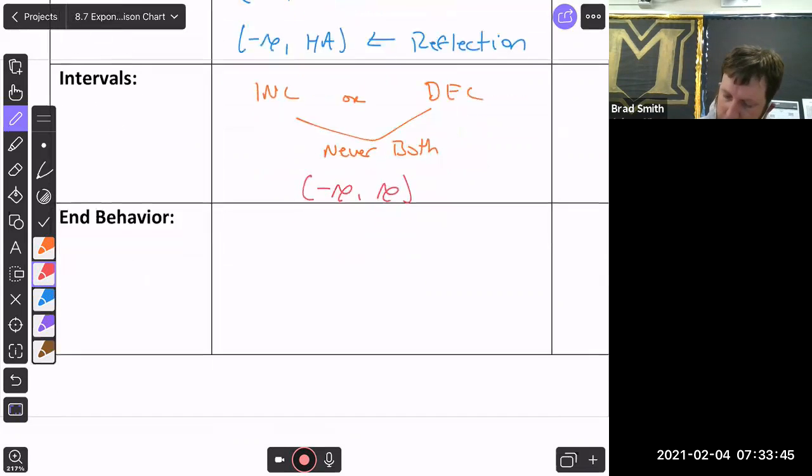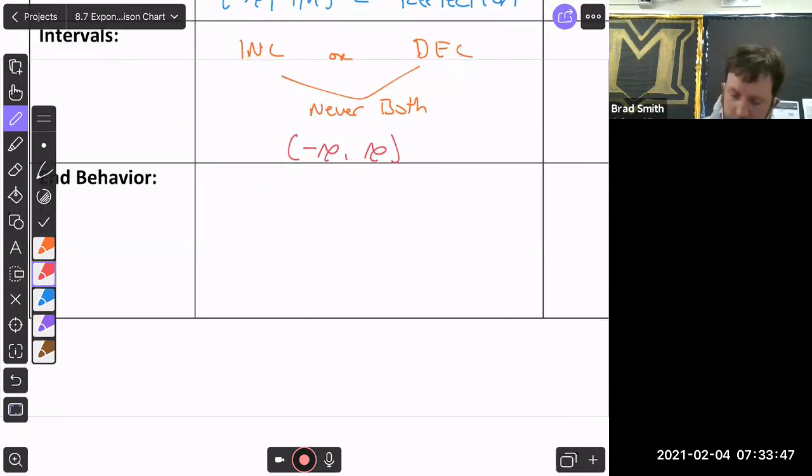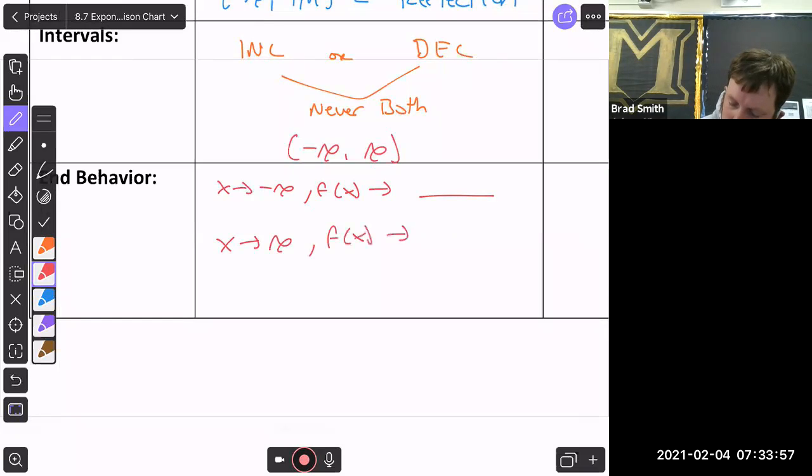And then your end behavior: as x approaches negative infinity, my f of x is going to approach something. And as x approaches positive infinity, my f of x is going to approach something. Remember, your only answers here can be plus or minus infinity or my horizontal asymptote.